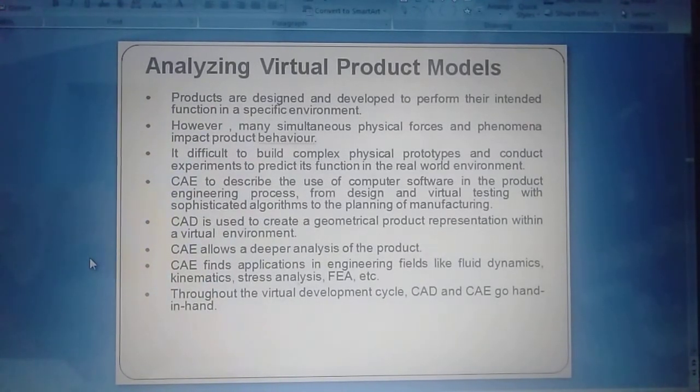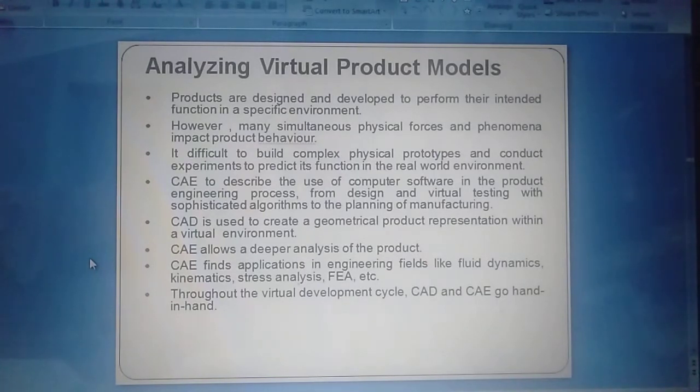Its application is in engineering fields like fluid dynamics, kinematics, stress analysis, FEA, etc. Throughout the virtual development cycle, CAD and CAE go hand in hand. CAE helps to reduce the number of physical prototypes and experiments and optimize components in their design phase to develop better products and faster.